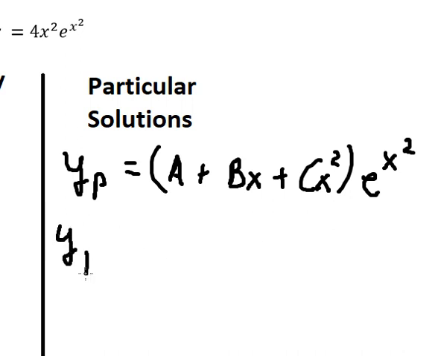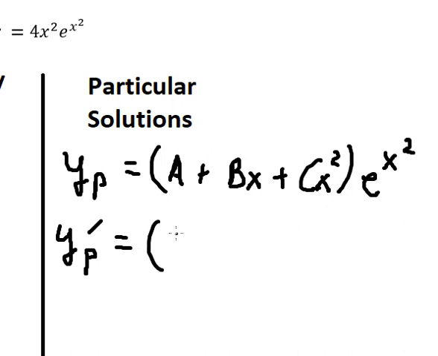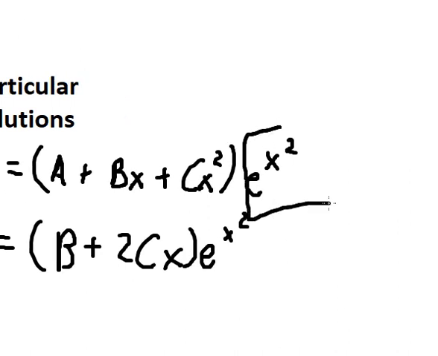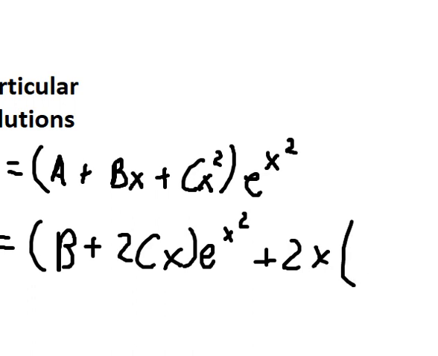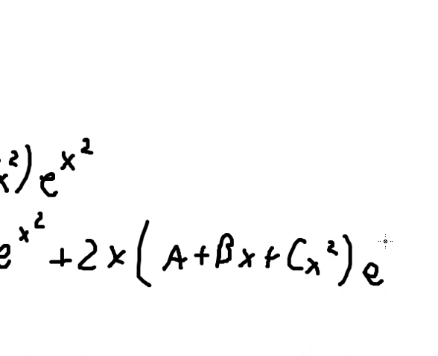Next, we need to do the first derivative of yb. So we need to do the first derivative of this one. And we got b plus 2cs e to the power of s squared. Later, we need to do the first derivative of this one, and that is 2s, and we have a plus bs plus cs squared, e to the power of s squared.